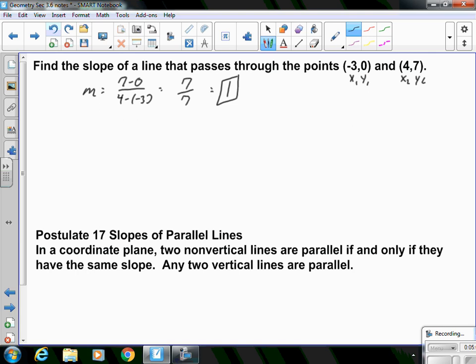So it's just the change in the y's over the change in the x's. Just make sure that it really doesn't matter which one you pick as x1, y1, or which one's x2, y2, as long as whichever you put first in your subtraction, it goes with the same one from its coordinate in the front.